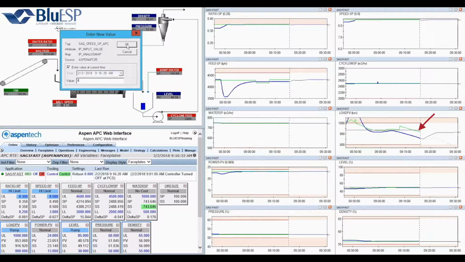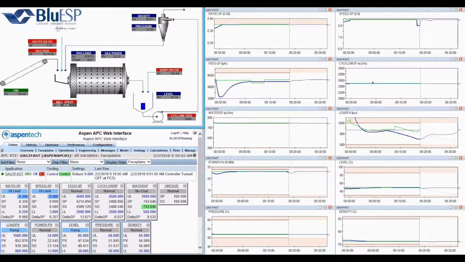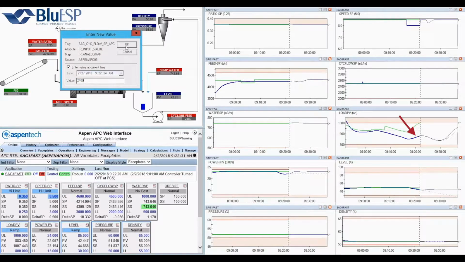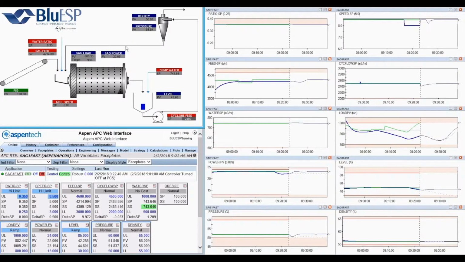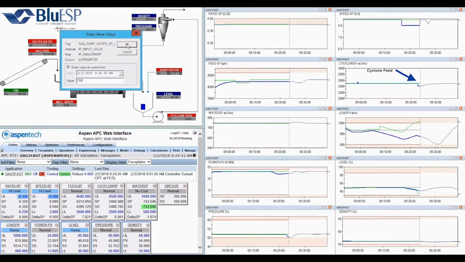To reverse this trend, the operator decreases the mill speed set point to slow the mill down. This slows down the discharge rate and leads to the mill load increasing. The decreasing discharge rate also means less material is entering the mill discharge sump, and the level in the sump starts dropping. To prevent the sump from running empty, the operator decreases the cyclone feed pump set point.